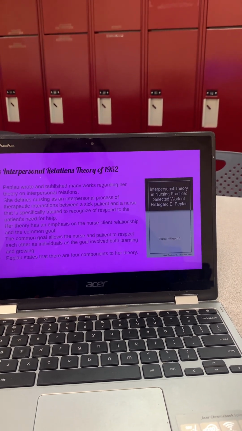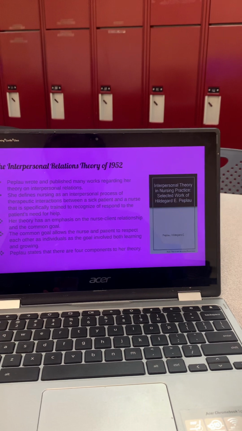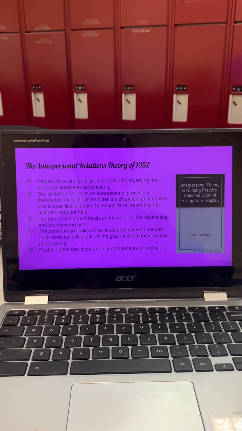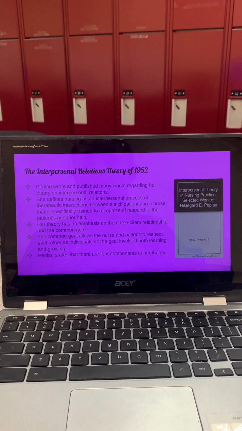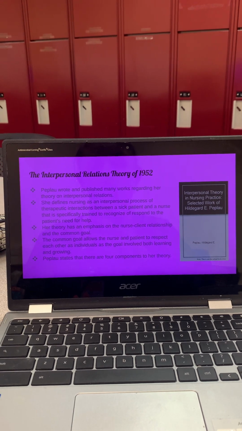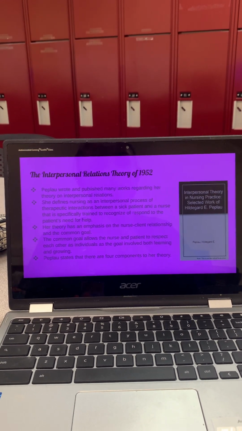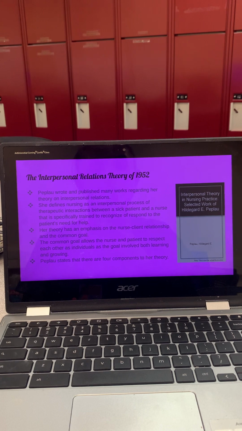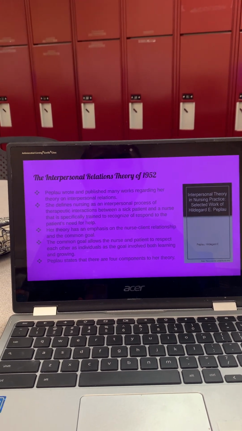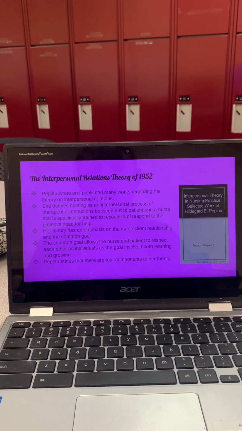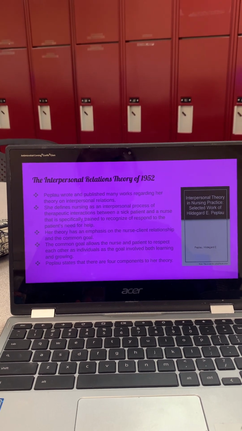So the interpersonal relations theory was developed in 1952. She wrote and published many books regarding her theory on interpersonal relations. She defines nursing as an interpersonal process of therapeutic interactions between a sick patient and a nurse that is specifically trained to recognize and respond to a patient's need for help.